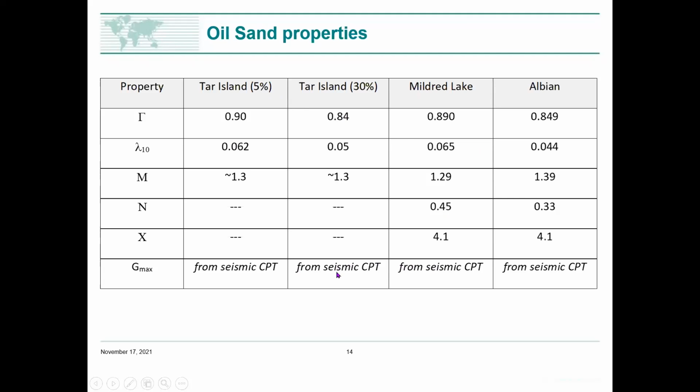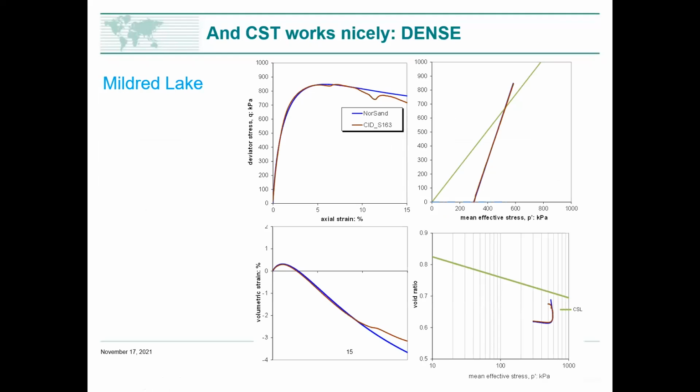Gmax, because we haven't mentioned anything about elasticity yet. Elasticity comes from seismic CPT. Before I get down to elasticity, let me just show you how well this whole scheme works. That's a dense test on Mildred Lake sand, and that's a fit of our constitutive model developed within the generalized critical state theory, which is NorSand, and that's the blue lines. And what I want you to notice over here, we have exact honoring of the void ratio.